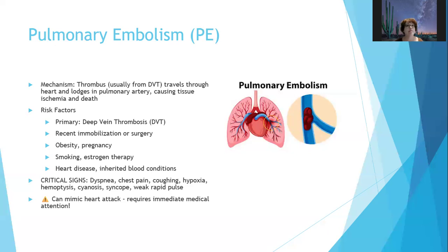So the signs and symptoms: dyspnea, chest pain, coughing, and hypoxia. You can also have hemoptysis, which is coughing up blood, cyanosis, which is turning blue, syncope, fainting, and you can have a weak, rapid pulse. So it can mimic a heart attack, chest pain, dyspnea, all that stuff. But whether it's a heart attack or pulmonary embolism, let the people at the emergency room decide. That is a medical emergency and it requires immediate medical attention.